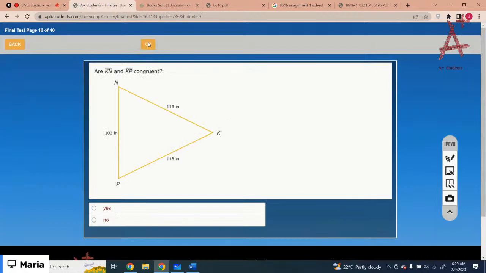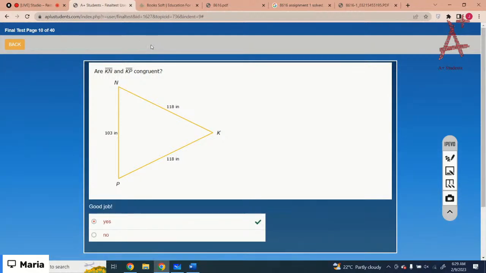Okay, the next one is, are KN and KP congruent? So just look at the distances. KN is 118 inches and KP is also 118 inches. So yes, they are congruent. They have the same side length. Got it?